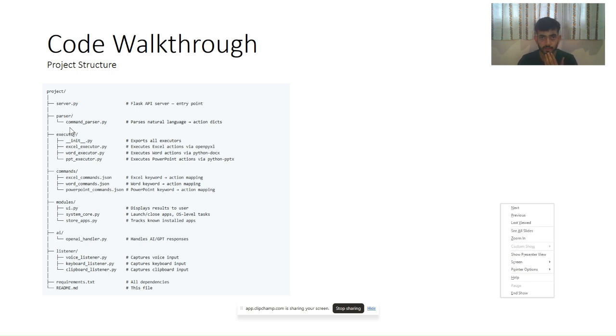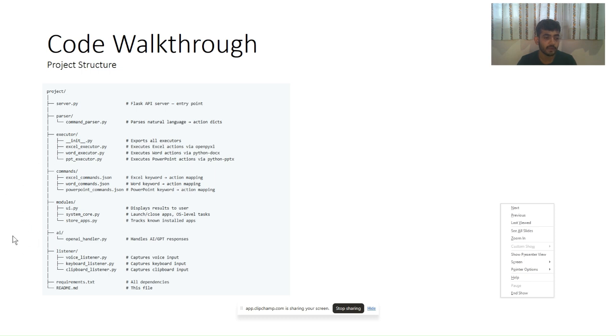Then the parser, this parses the queries that the user inputs. The executor, it executes Excel, Word, and PPT commands. And the commands folder, this holds all the available functions in JSON format. Modules UI, it displays the results to the user. System code, OS level tasks are held in this. And store apps is used to keep track of all the installed apps.